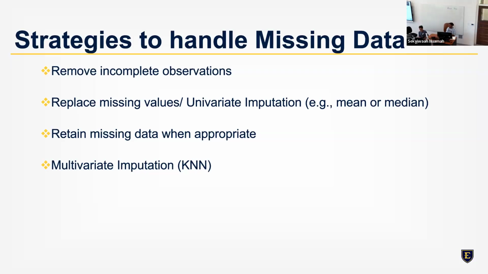You can highlight them and make sure that you go back for the details and fill it in. Or you can use multivariate imputation, that's KNN, the nearest neighbor. So you check for it and see which value would be good to use.